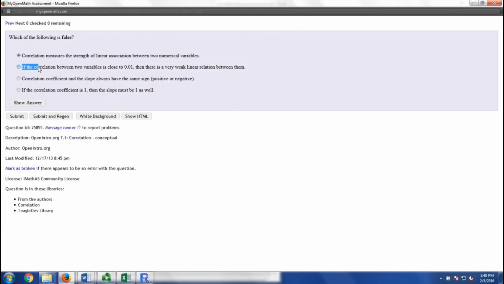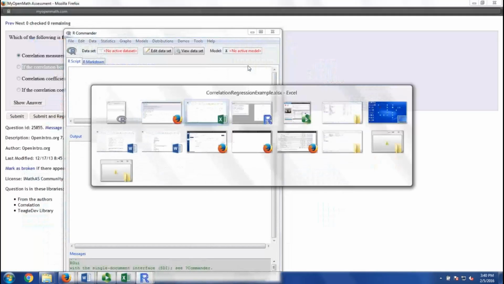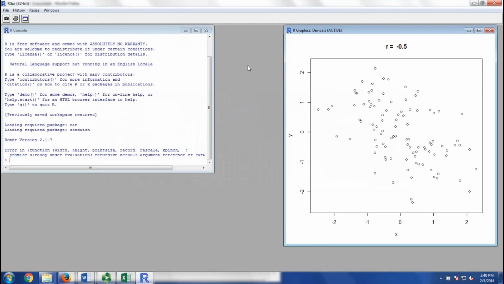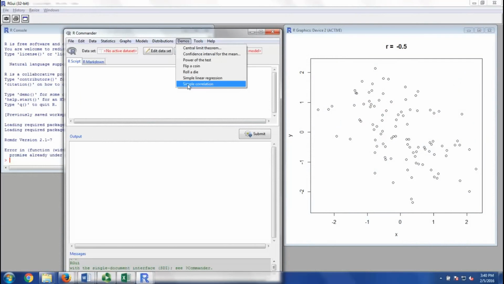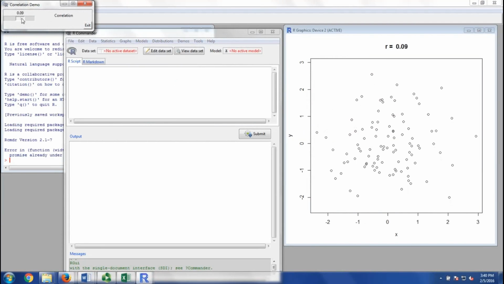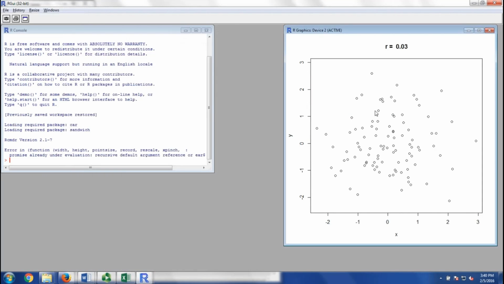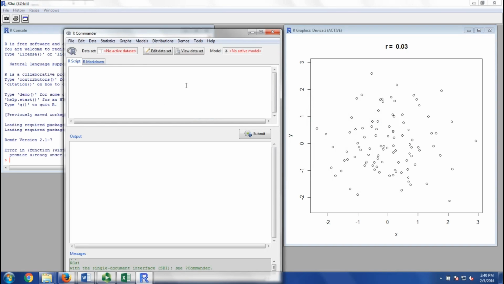Next option: if the correlation between two variables is close to 0.01, then there's a very weak linear relationship between them. And that is the situation. Here is an example of what that would look like. I'm going to create a simulation with that correlation. Simple correlation, and I'll make it 0.01, as close as I can conveniently get it. There's basically nothing going on there. They're basically unrelated.